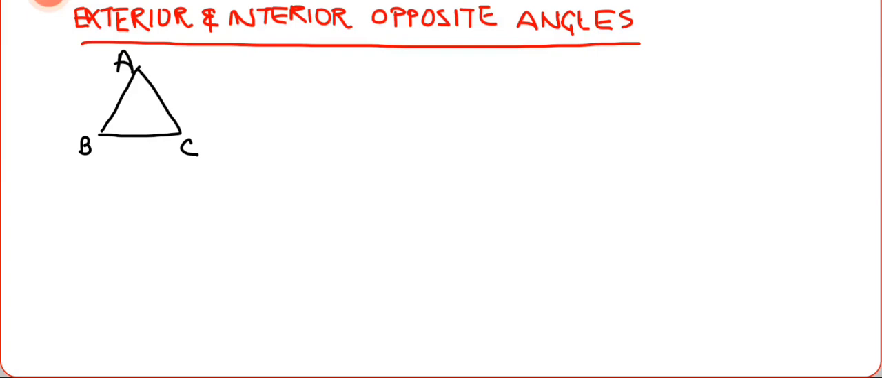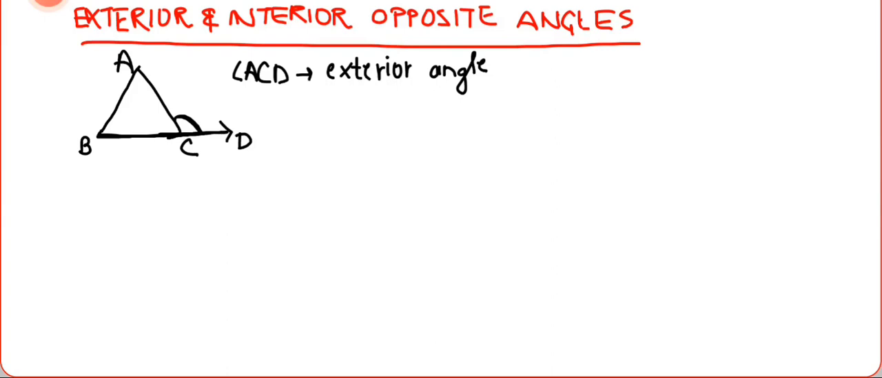Now students, let us proceed to produce any side of the triangle. Let us consider we are producing BC up to D. So here in this figure, angle ACD is the exterior angle. Angle ACD is the exterior angle. Okay, this is the exterior angle.